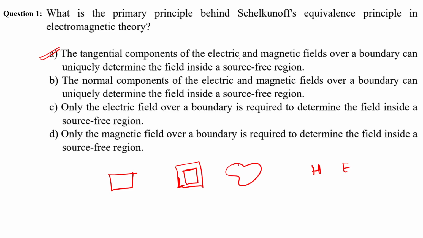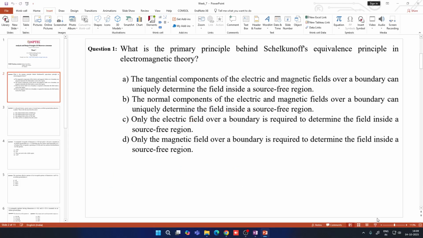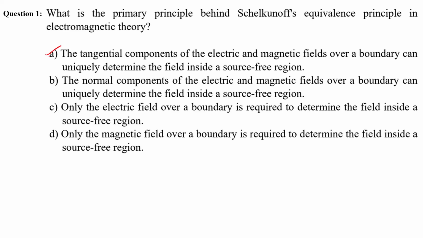Option B is the normal components, so option B is not correct. Option C: only the electric field over a boundary is required to determine the field inside the source free region. No, that's not what the principle behind Schelkunoff's equivalence principle says. And option D is only the magnetic field, which is also not correct. So option A is the correct one. I hope this is clear.